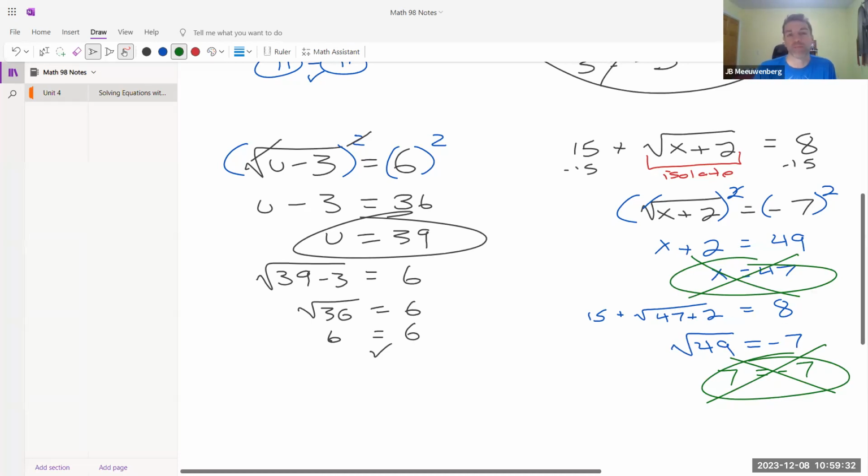So this is going to be the main idea when we are solving equations with radicals in them. We square both sides to clear the radical once we've isolated it, and then we always have to go back and check to see that our solution worked.